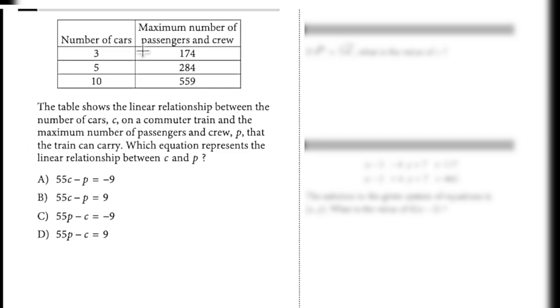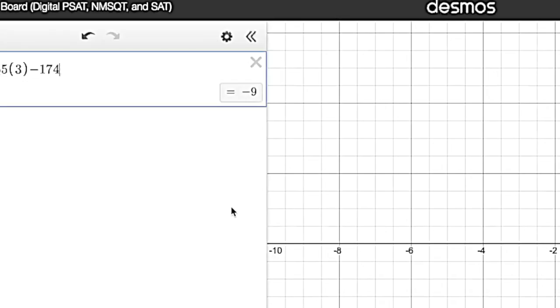So let's test out A. Number of cars should be 3. So basically it would be 55 times 3 minus P minus 174, and that should equal negative 9. Let's see if that works. That does indeed equal negative 9.